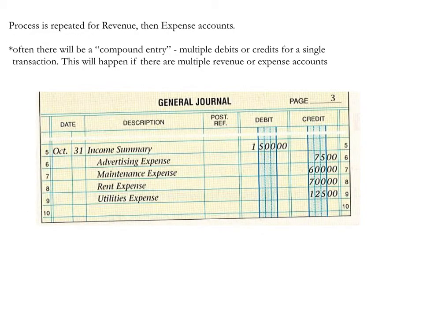Now let's repeat the process for our expense accounts. And now here is where you often will see a compound entry, which just means that there are multiple debits or credits for a single transaction. So anytime there are multiple revenue accounts or multiple expense accounts, you're going to have a compound entry in your closing entries. Again, we have our date, and then we have our debit account, income summary, and then in the credit column we list all of the expense accounts, which should total up to equal our debit.